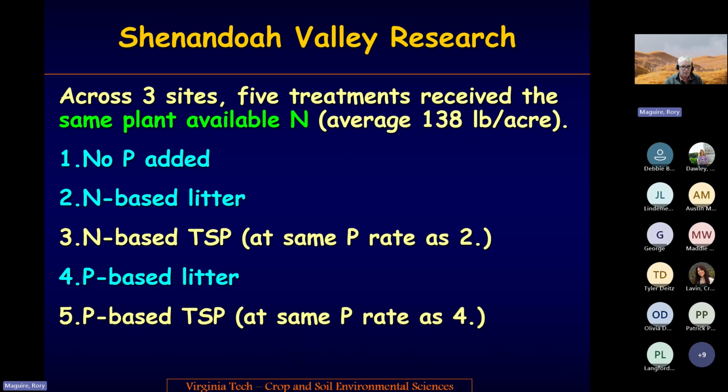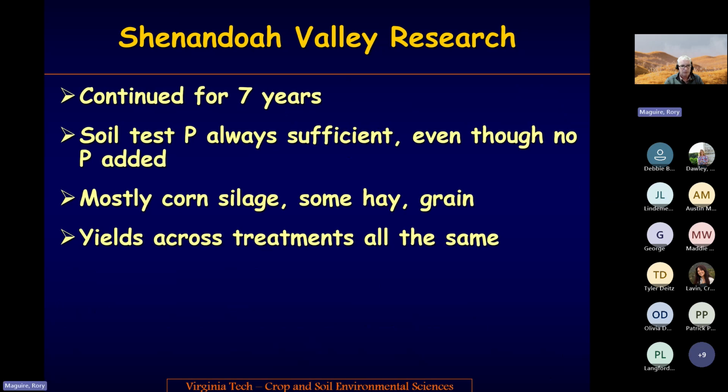He did this with both the TSP, the triple super phosphate, the chemical fertilizer, but over time it didn't matter if they used poultry litter or chemical fertilizer. They were just farming corn and either over applying or under applying phosphorus based on the soil tests. This was continued for 7 years. The soil test phosphorus was always sufficient, even where no phosphorus was added, because it was above that 55 parts per million. Mostly corn silage, some hay. Yields were the same across all treatments. So I'm only going to talk about what happened to the soil test phosphorus, where they either over applied it or mined it out of the soil with the crop.